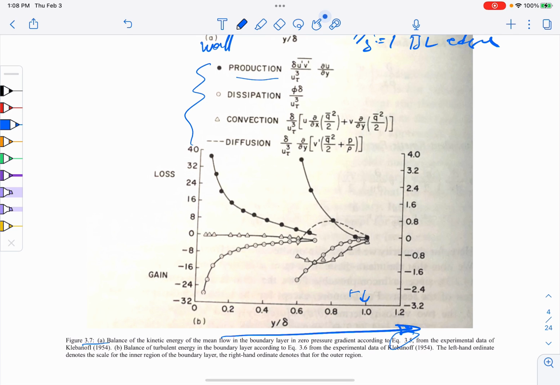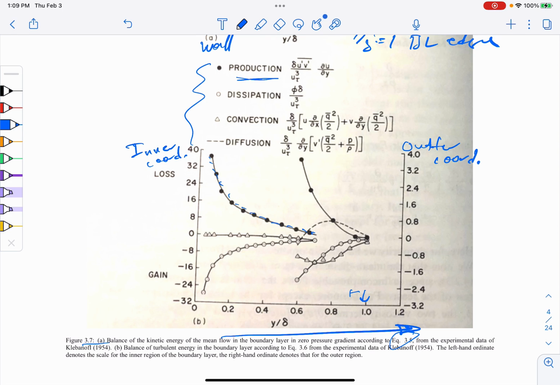So here we have production. This is where the energy is created, due to the interaction of the mean flow with the mean flow, or the mean flow with the turbulence, or the turbulence with the turbulence. So there's production, and it's right here. And I should note, as I did in my own notes too, that this is the outer coordinate, and this is the inner coordinate. So they've plotted both, or Klebanoff did.